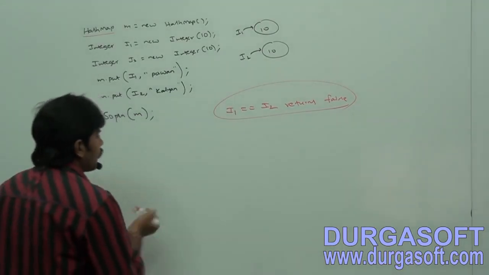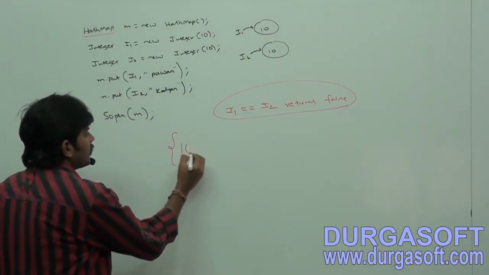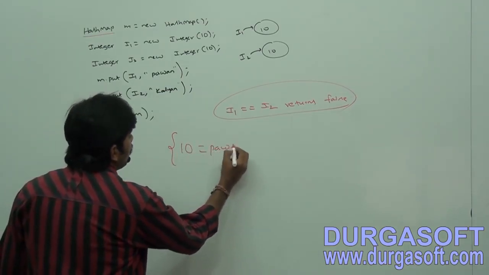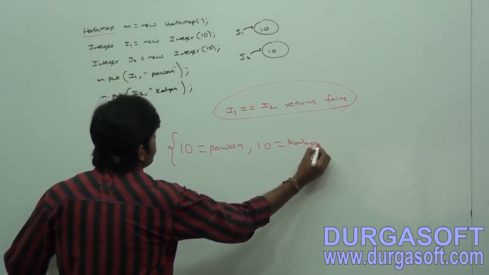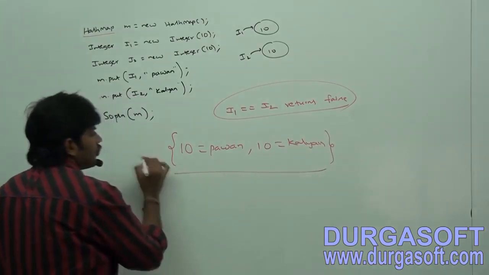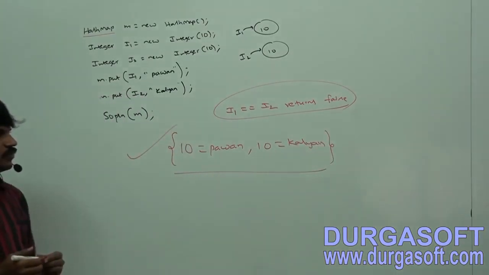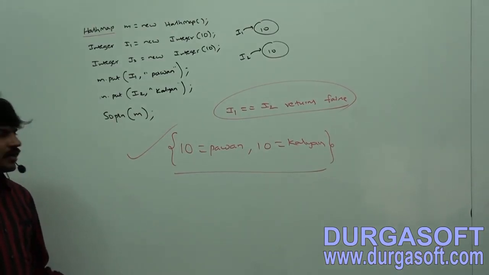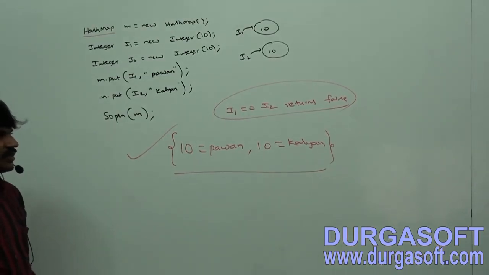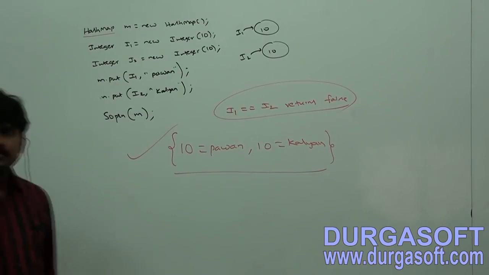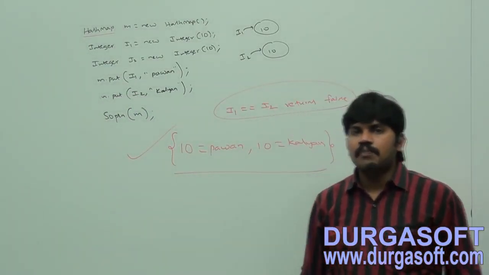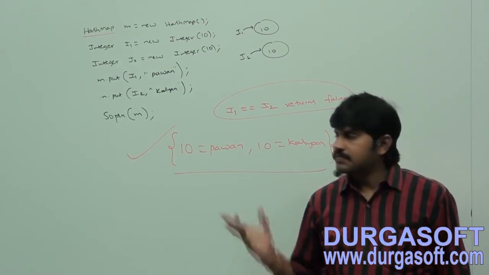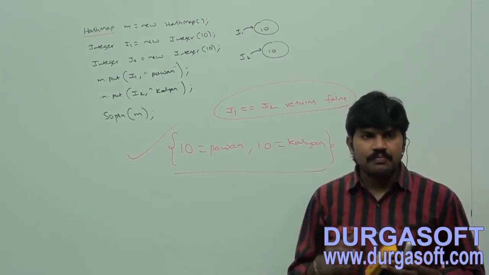In this case, can you spell out what output we got? 10=Pavan, 10=Kalyan. Both entries are there. Have you observed that? What is the difference between a HashMap and an IdentityHashMap? More or less both are exactly the same.